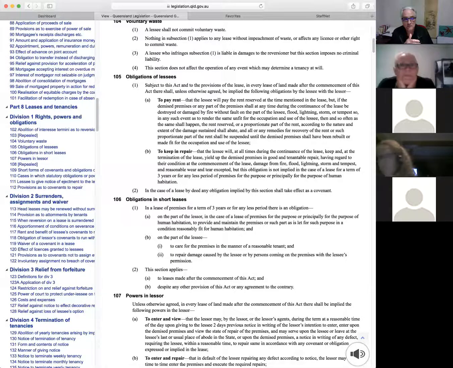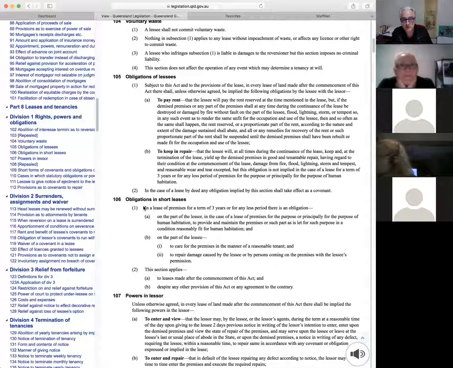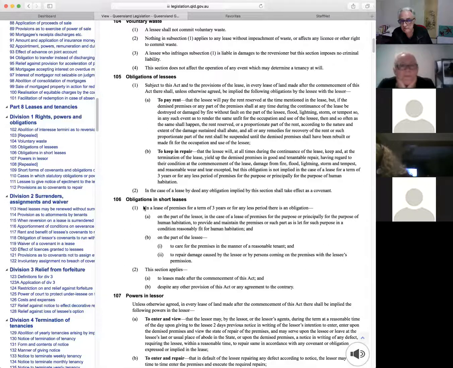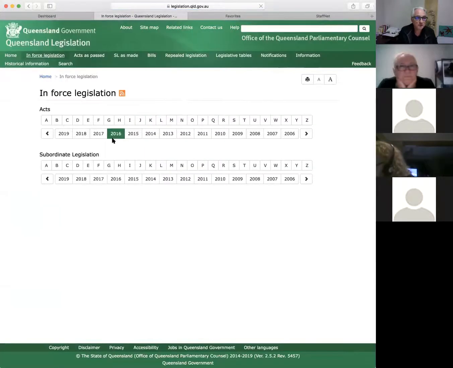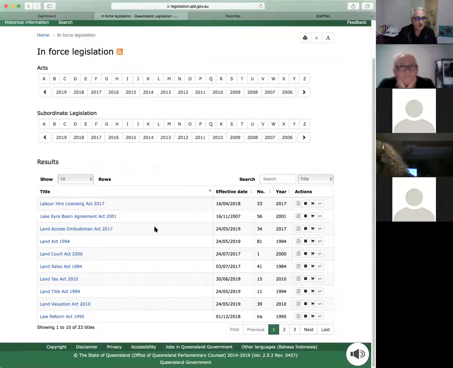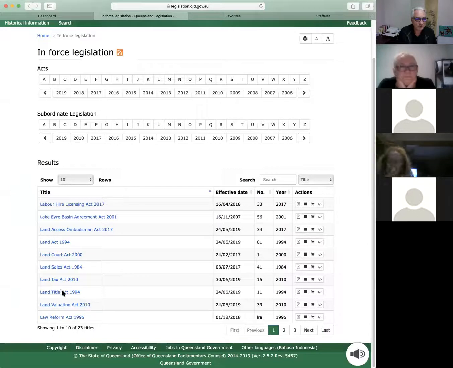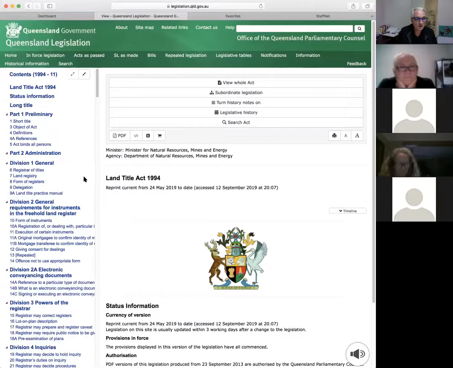Because the PLA, just screen share this with you again. Section 106 deals with the obligations in short leases. Okay, and then I'm just going to go up and just do this while I've got you on. Go to the Land Title Act.